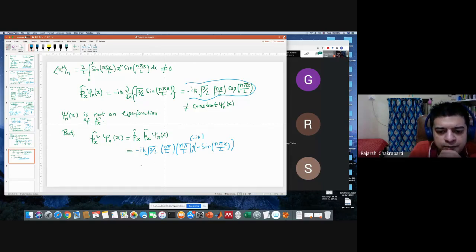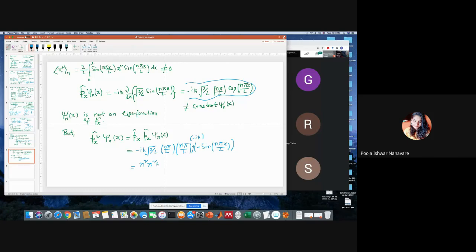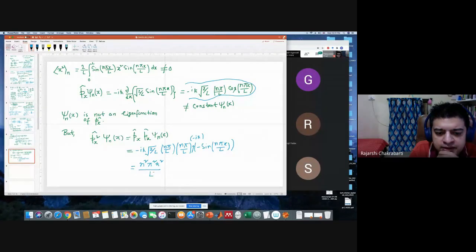Okay, so if I combine all this, so for example, if I combine all the constants, can anyone tell me what is the value? iħ times iħ will give me minus ħ square, isn't it? And this minus will combine. So what I'm going to get is n square pi square ħ square divided by L square, and then I have root over 2 by L, times sine n pi x by L.